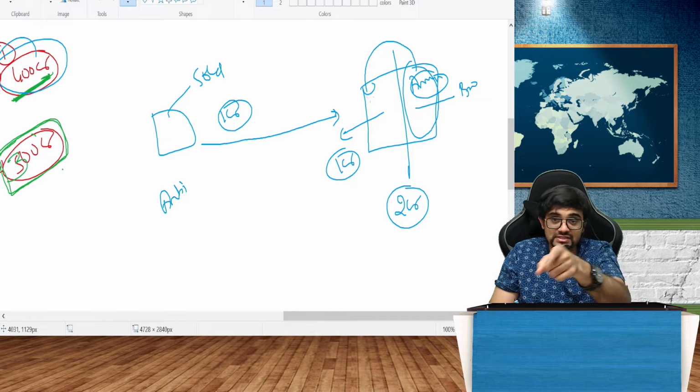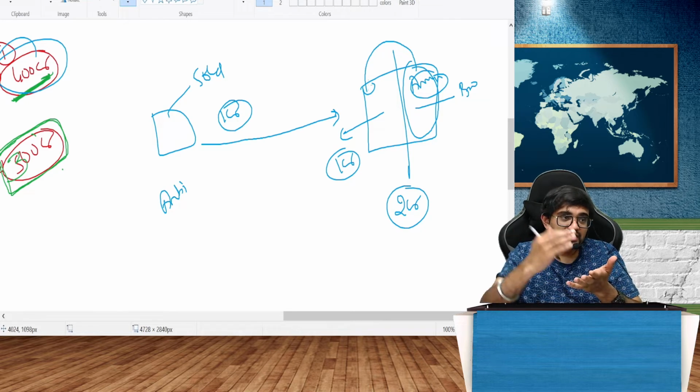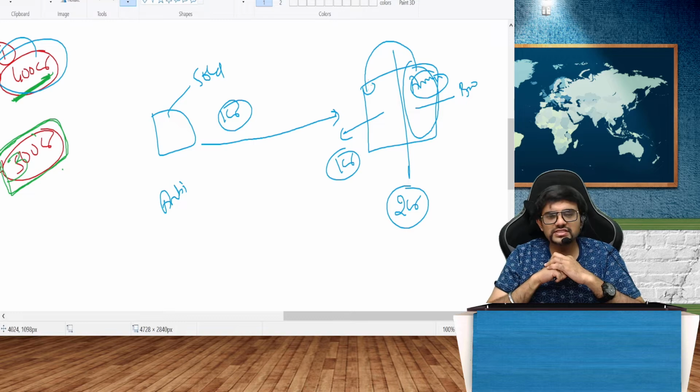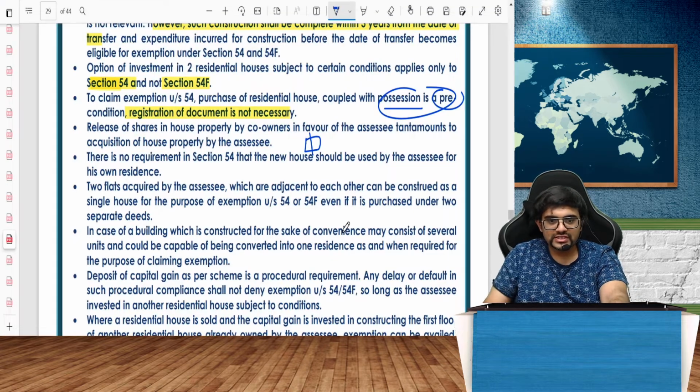Now tell me guys, is this acquisition of a new house? He already owned 50%, and 50% he bought. Is it acquisition? Answer. The issue went to court. What did the court say? See, release of share in house property by a co-owner in favor of the assessee amounts to acquisition. Deadly.